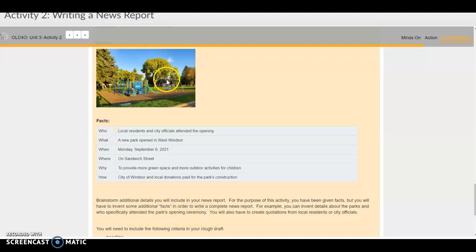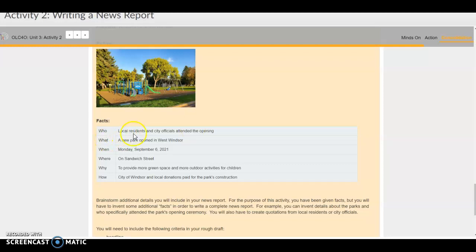So you can see here that there's a playground in the park, but you can feel free to describe the park in any way you like. You can add any details. What is in this park that people can use? What are the attractions in this park? You're free to add and make up whatever you like.